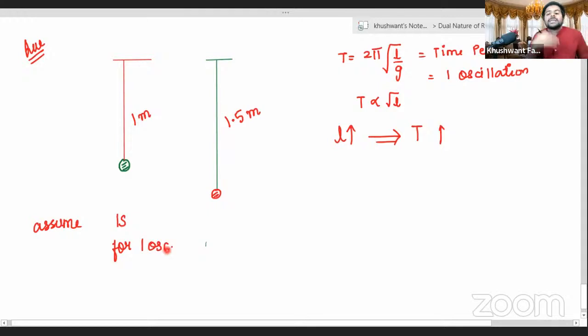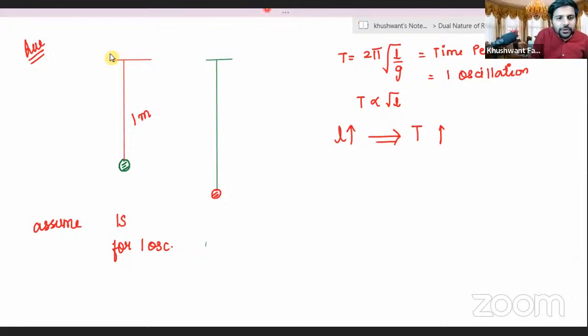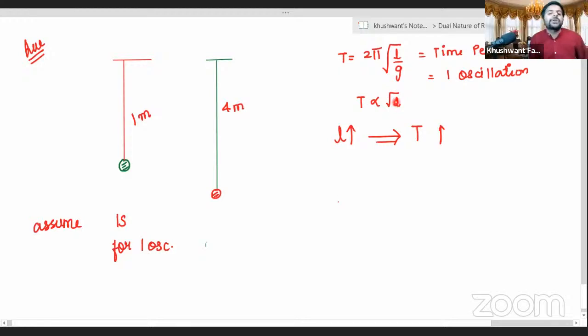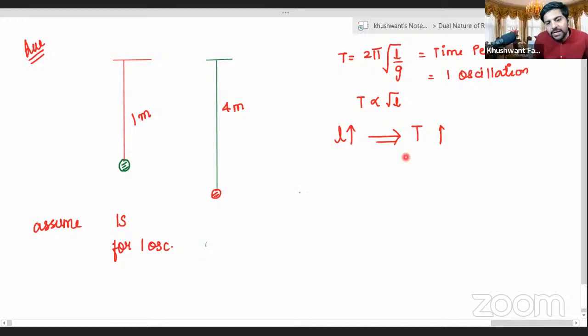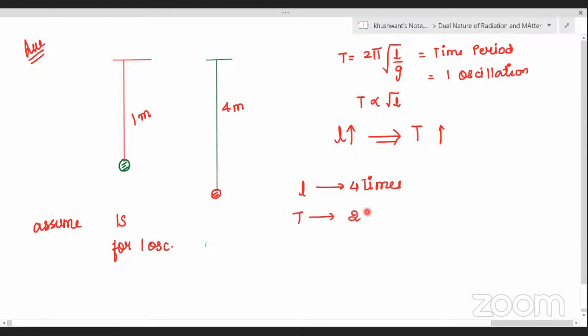And now, let's say its length becomes 4 times of its original value. So 4 times of its original value. So suppose length becomes 4 times. So Aanchal, tell me what will be the impact on time period? Will it become double or triple if the length becomes 4 times? It will become double. It will become double because the proportionality is on root. So when length becomes 4 times, you will observe that time period will become 2 times. Correct?